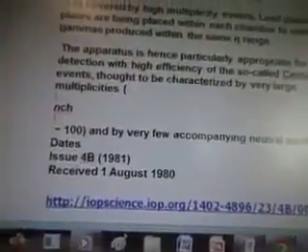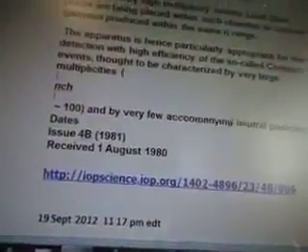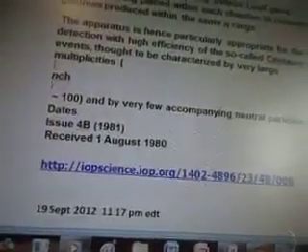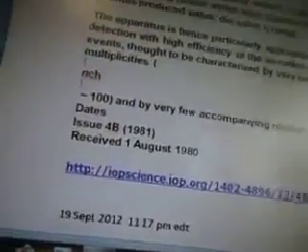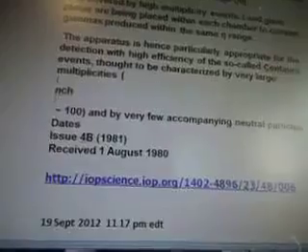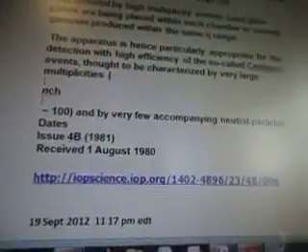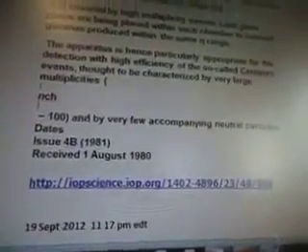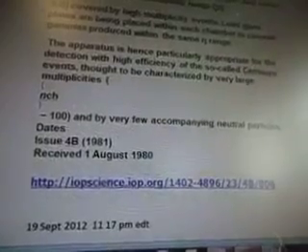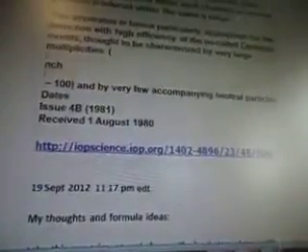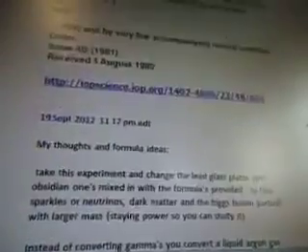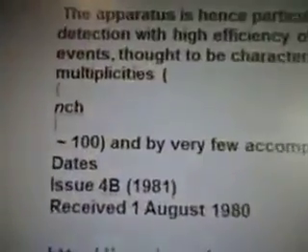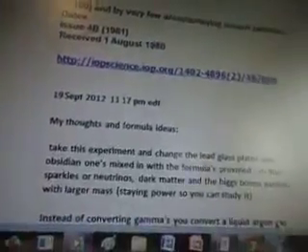Covered by high multiplicity events, lead glass plates are being placed within each chamber to convert gammas produced within the same range. The apparatus is hence particularly appropriate for the detection with high efficiency of the so-called Centauro events thought to be characterized by very large multiplicities. There's another equation there. And by very few accompanying neutral particles. That was from 1980. It's iopscience.iop.org.